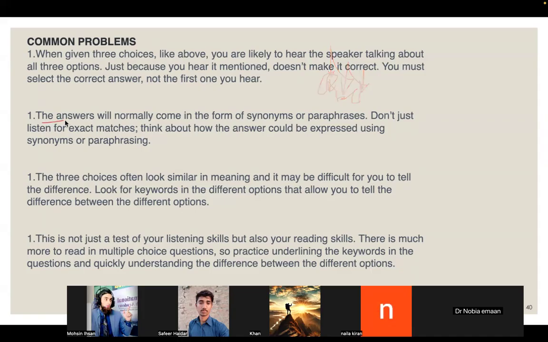Next, common problem two: the answers will normally come in the form of synonyms or paraphrase. This is very important. On any website, IDP, British Council, or other sources, if you look for how to tackle choosing-option questions, you will see this suggestion everywhere, in IELTS Cambridge books and teaching guides too. What does it mean? Your right option will be 100% synonymized and paraphrased, so you have to be attentive.